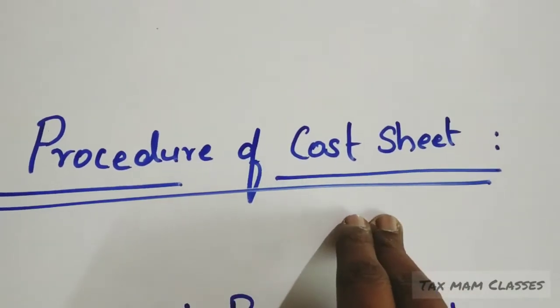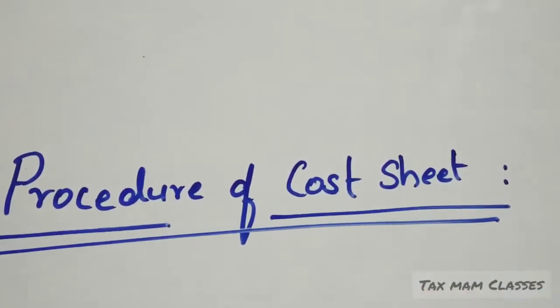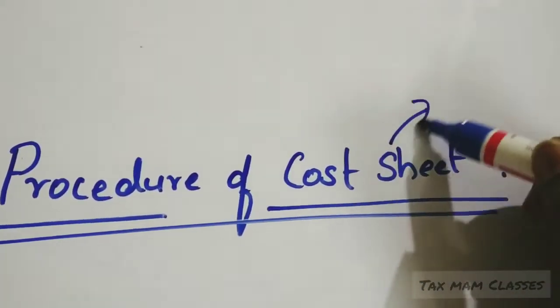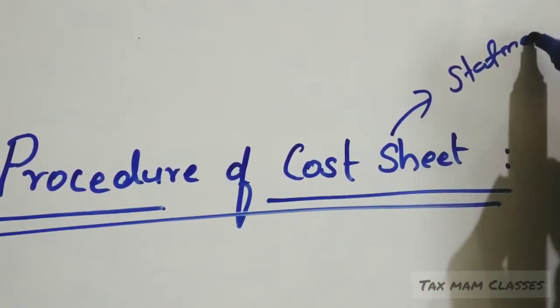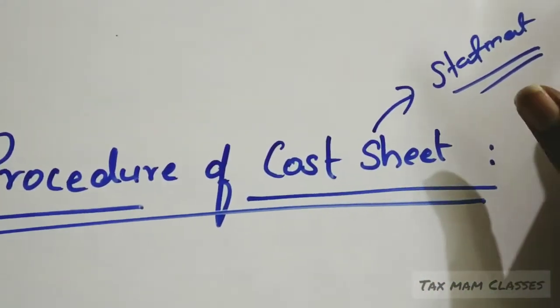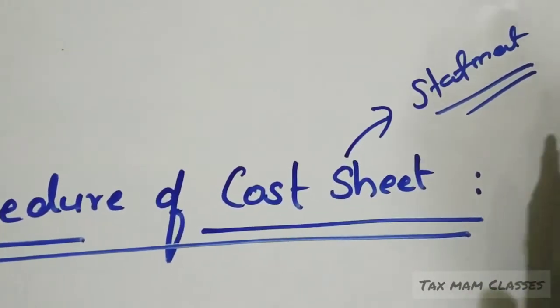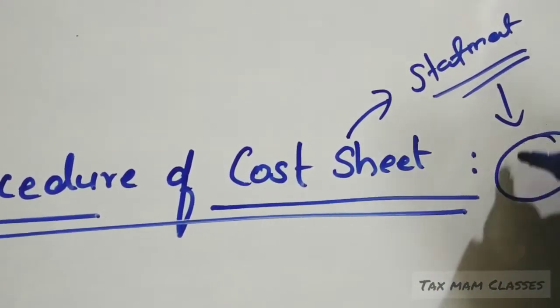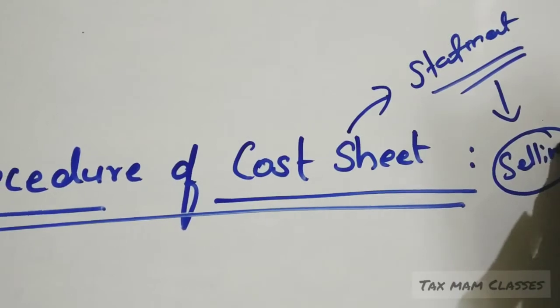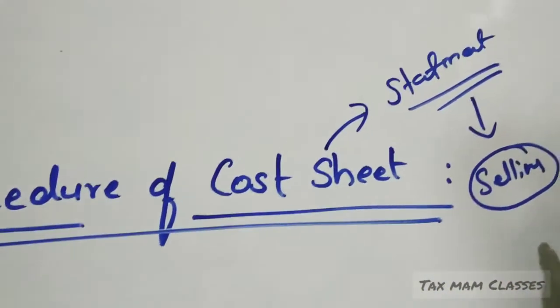First of all, what does a cost sheet mean? A cost sheet is a statement. It is prepared by a company or a manufacturer or a producer. Why will they prepare it? To determine the selling price. With the help of this cost sheet, they will determine the selling price.